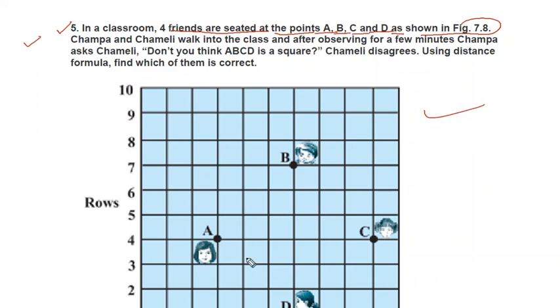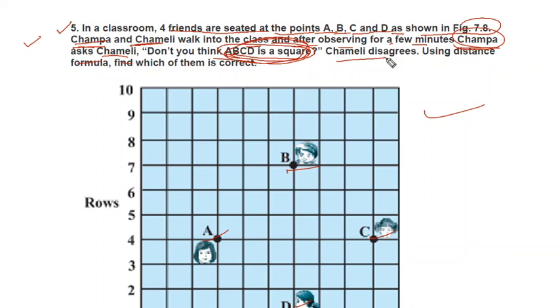Now you can see A, B, C and D. Four friends are sitting. Now Champa and Chameli walk into the class, and after observing for a few minutes, Champa asks Chameli, don't you think ABCD is a square? So Champa is saying ABCD is a square.